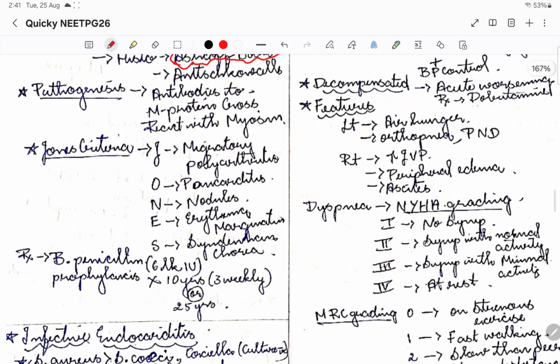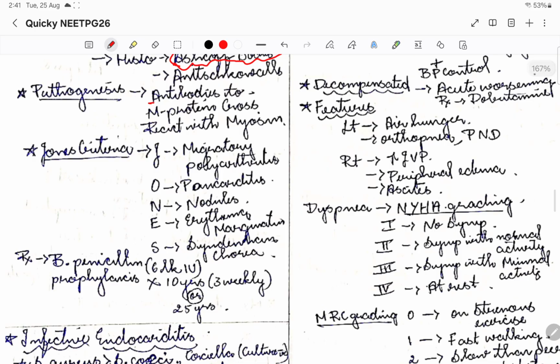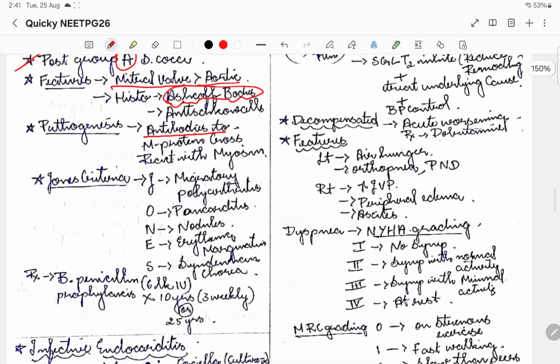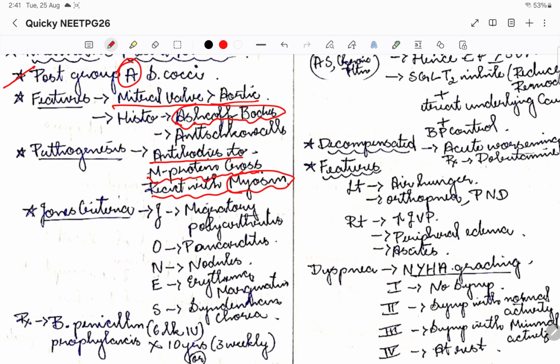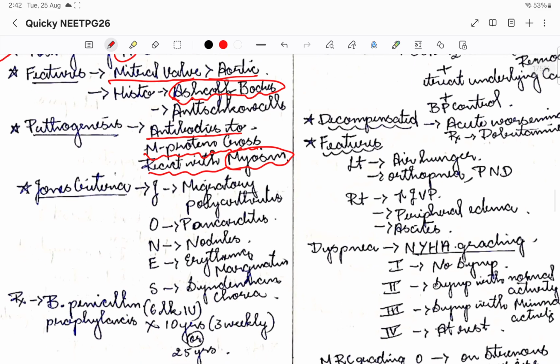Then coming to pathogenesis, basically to fight streptococci, our antibodies are generated, but they get confused with the M protein of our myosin. The M protein cross-reacts with our myosin. That is when the pathogenesis happens with regard to RHD. This is an autoimmune process, right? The autoimmune trigger was the group A streptococcus. After that, all our antibodies try to fight our own myosins.